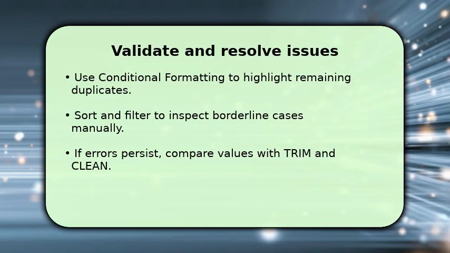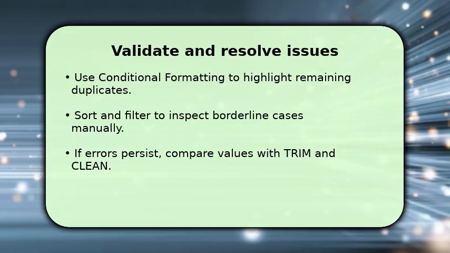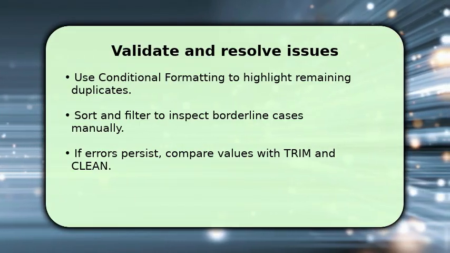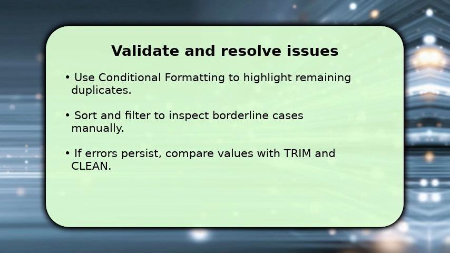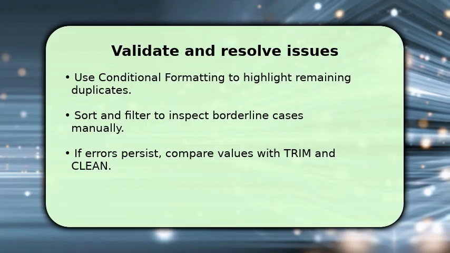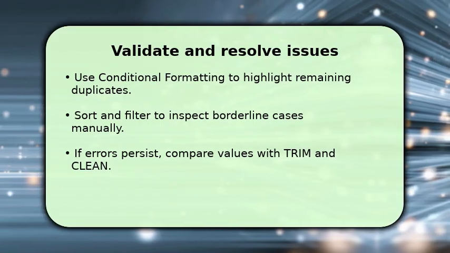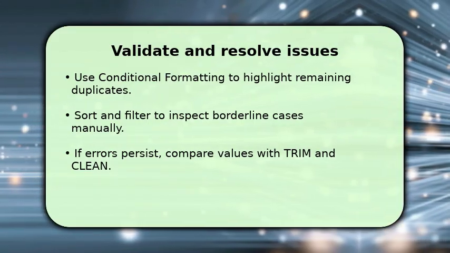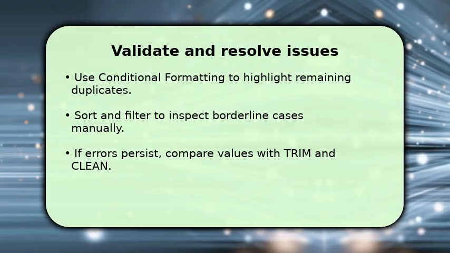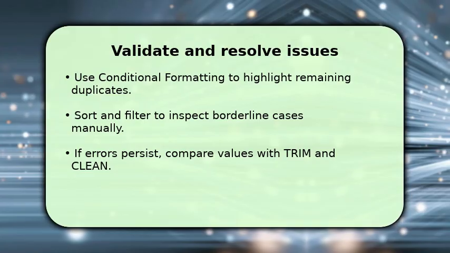You finish by validating results. Apply conditional formatting to highlight duplicates visually, then sort or filter to inspect any suspicious rows. If duplicates persist, they're often caused by stray spaces or non-printing characters. Run formulas like TRIM and CLEAN or use Find and Replace to remove extra spaces. Make sure to rerun Remove Duplicates after cleaning.